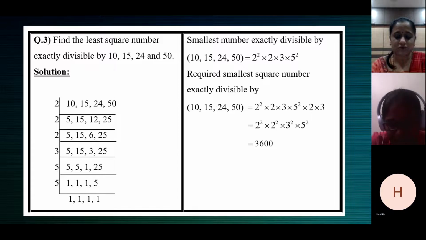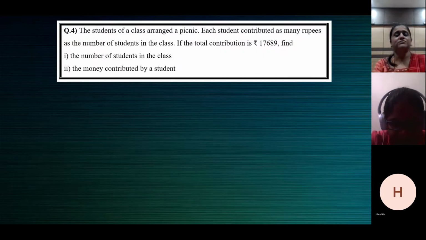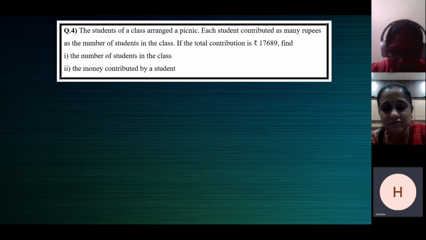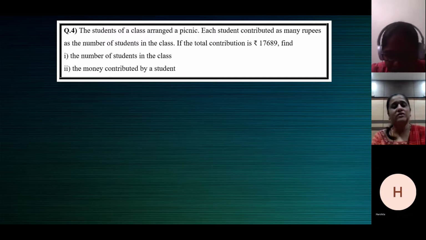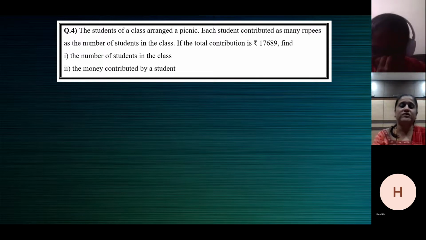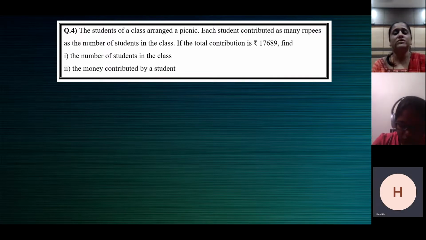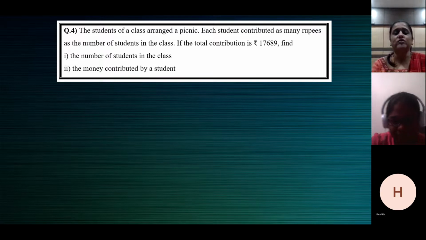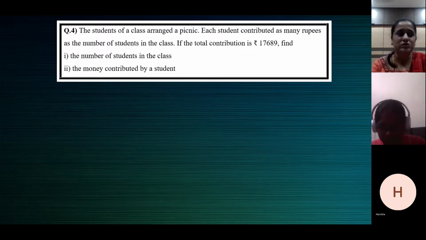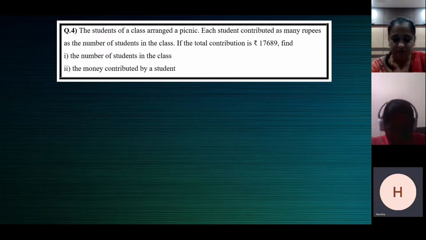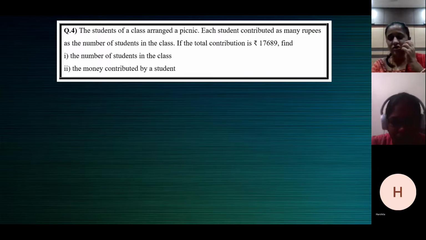Okay, ma'am. What's the next answer? Next one I got Rupees 133. Ma'am, the number of students in the class is also equal to 133, ma'am. We should find the square root. The answer for the first subdivision is 133. What about the answer for the second subdivision? Ma'am, 133. And Harshita, you found the square root of 17,689 using which method? Long division or prime? Long division, ma'am.